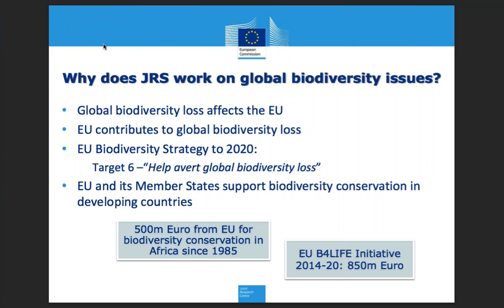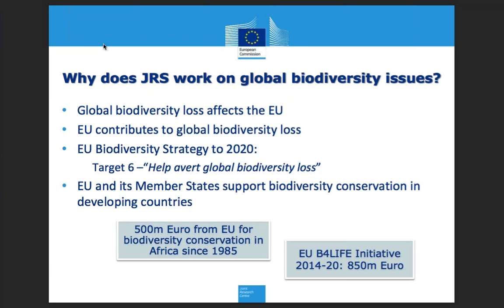For these reasons, one of the clear targets of the strategy for conservation of biodiversity in the European Union is to help to avert global biodiversity loss. In fact, the European Union has recently stepped up with this target and tried to put more emphasis on reaching this objective for 2020.